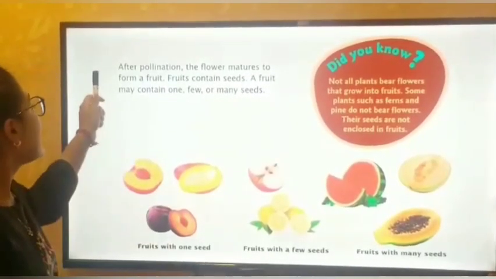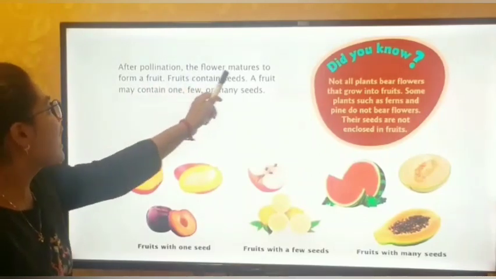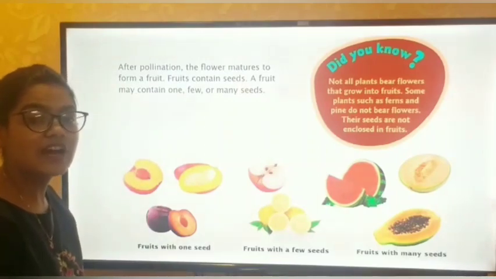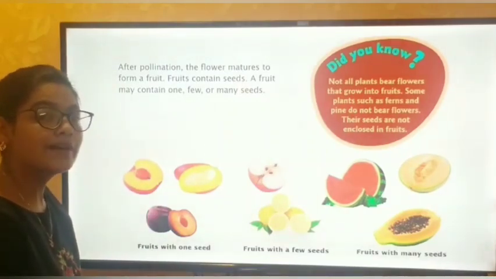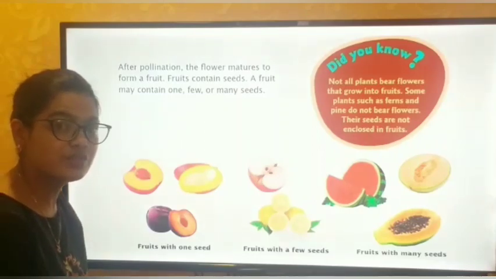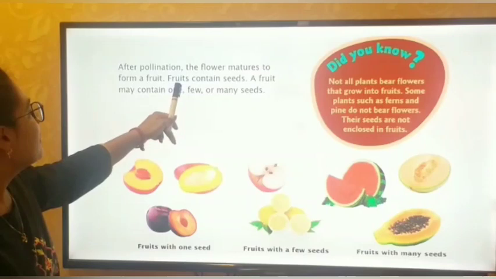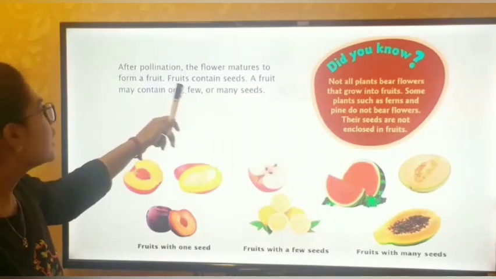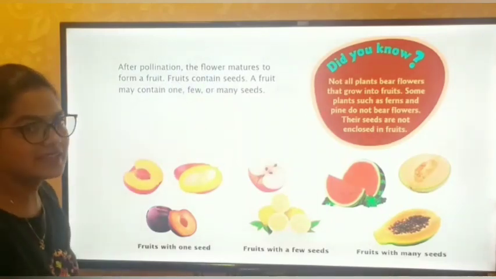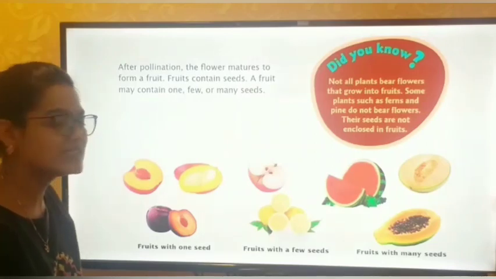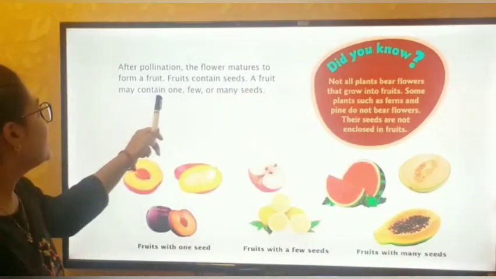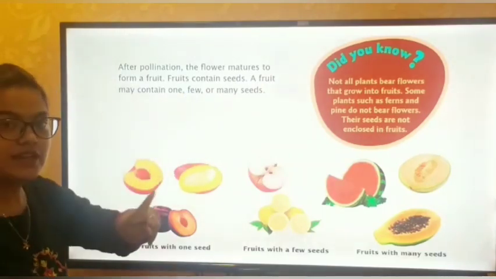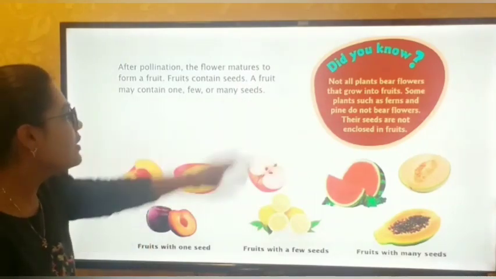Now, after pollination, the flower matures to form a fruit. In the first sentence, we studied that the flower is converted into fruit, but it was written that most of the flowers convert into fruit. So now what will happen? The flower will become mature and then convert into fruit. Fruit contains seeds. Inside every fruit there is a seed. A fruit may contain either one seed, a few seeds, or many seeds.